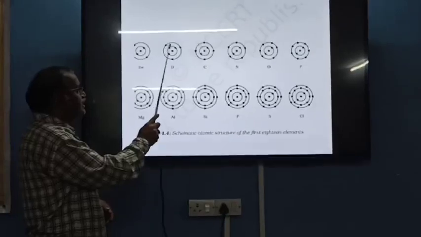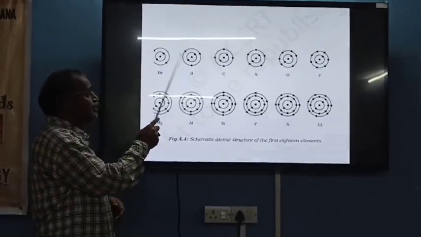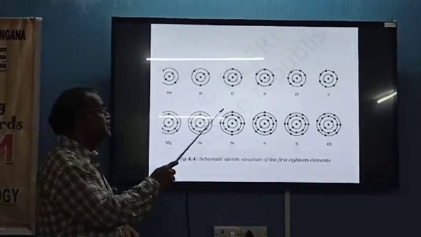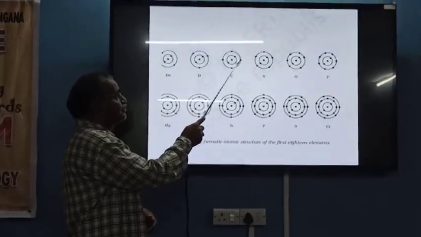Next, the second shell capacity is 8. But you have only 3 electrons, so 1, 2, 3 is given. Carbon has 6 protons and 6 electrons. See, the first shell has a capacity of 2, and the remaining 4 are here.